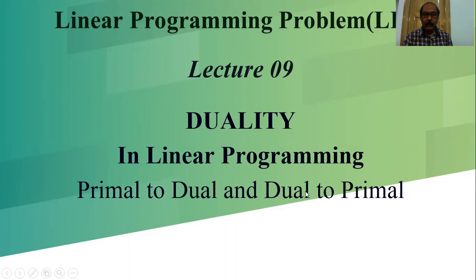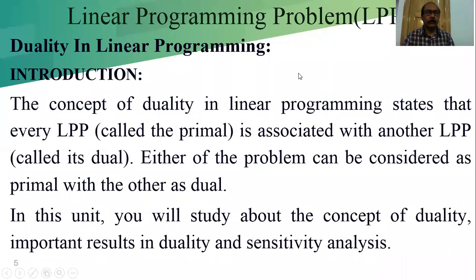Dual to primal means primal to dual, and if again we find out the dual of the dual, we will get the primal. That's why it is dual to primal. Duality in a linear programming problem. What is the duality in a linear programming problem? That will be the introduction.